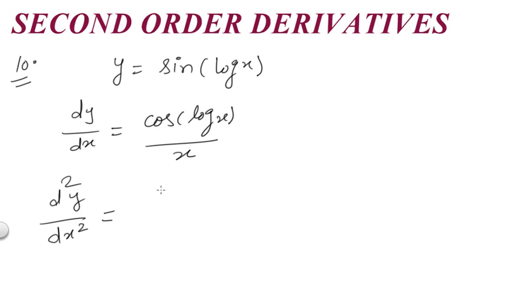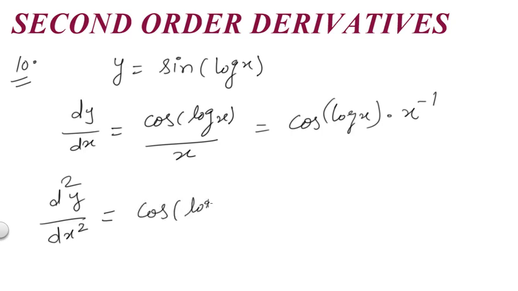we can apply product rule as well as quotient rule here. We can write it as x to the power minus 1 and can apply the product rule. Let us do that. Cos of log x into x to the power minus 1. So first of all, I will keep cos of log x as it is, and x to the power minus 1 will give us minus 1 upon x square as the differentiation, plus x to the power minus 1, that means 1 by x as it is.